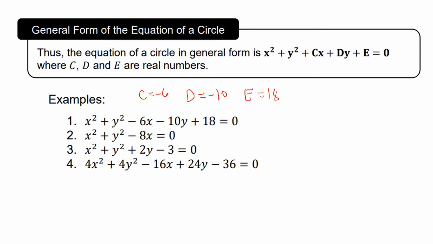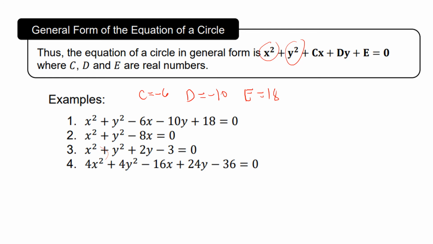So here, dapat yung coefficients ng x squared and then y squared should be 1. But sometimes, for example, yung number 4, you are given 4x squared plus 4y squared minus 16x plus 24y minus 36 equals 0. So you need to divide all this by 4 in order for the numerical coefficients of x squared and y squared respectively to be 1. So here naman, another general form is x squared plus y squared minus 8x. So nawala yung y, tapos yung d, tapos yung e. It's okay.